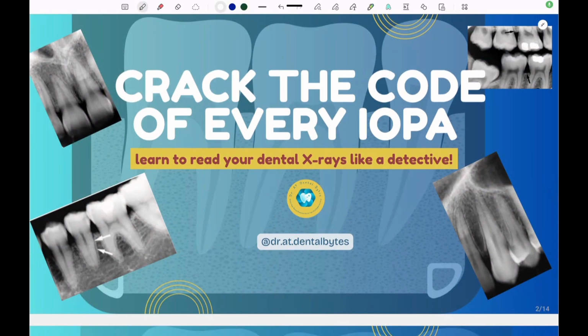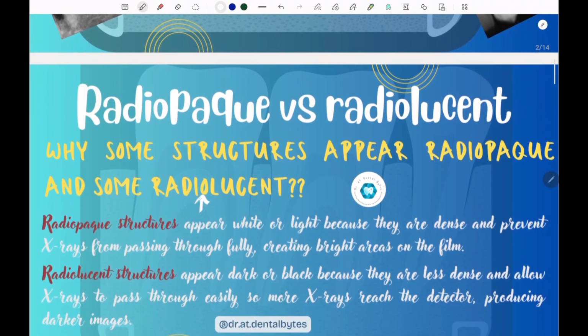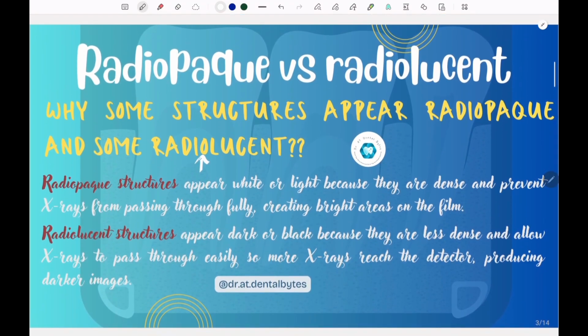Let's explore the key landmarks visible on IOPA. The key to accurate diagnosis lies in reading these vital IOPA landmarks. First, let's understand why some structures appear radiopaque and others appear radiolucent.